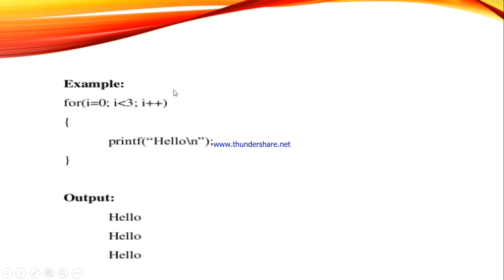Let's take the same example. for i = 0; i less than 3; i plus plus, printf hello. And it prints the hello statement 3 times on the output screen. Mostly we prefer the for loop because within a small number of lines we can write the code and we can achieve the task we want to print.